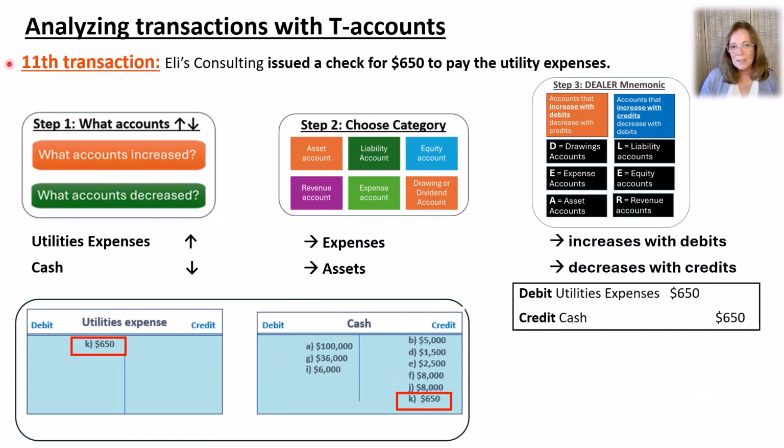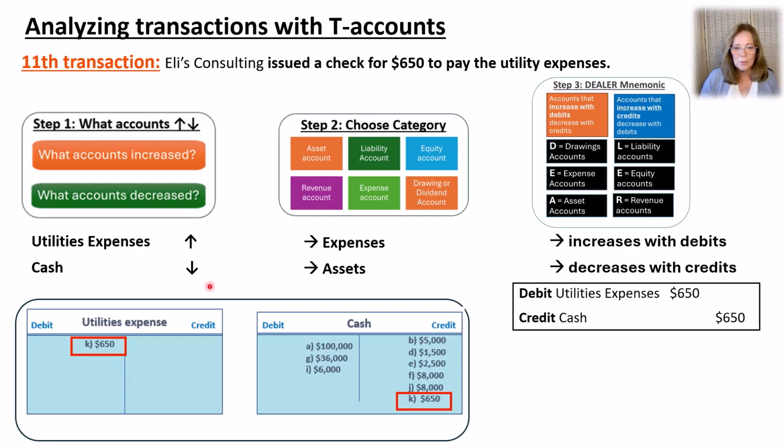In the 11th transaction, Eli's Consulting Services issued a check for $650 to pay the utility expenses. We previously analyzed this transaction using the accounting equation and said that the business now has more utility expenses. Utility expenses are classified as expenses, and the DEALER graph tells us that expenses are on the left side and that expenses increase with debits. The business expenses increase, so that means that we need to debit utility expenses for $650.